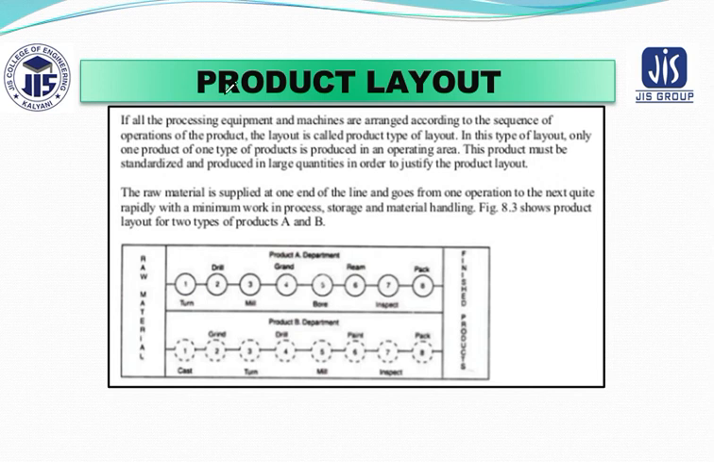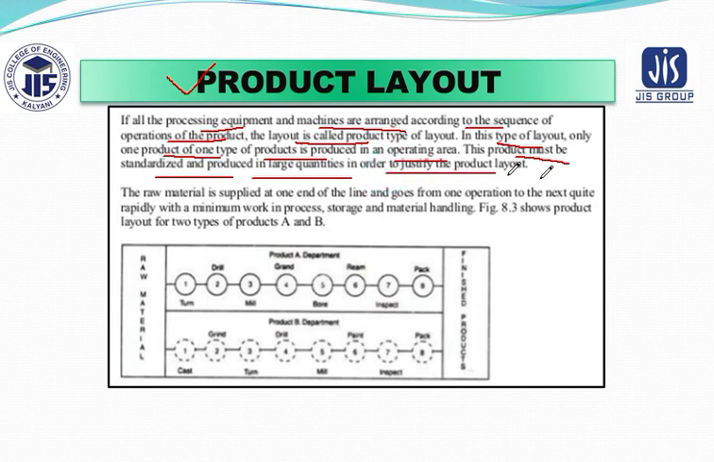So initially we are starting with product layout. What do you mean by product layout? If all the processing equipment and machines are arranged according to the sequence of operations of the product, then it is called product layout. The most important thing is that in this type of layout, only one type of product is produced in an operating area. So the product must be standardized and produced in large quantity to justify the product layout.